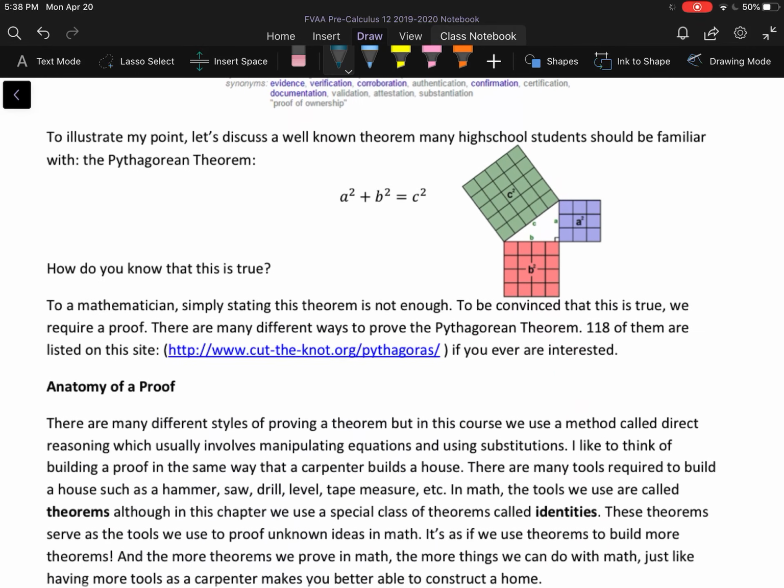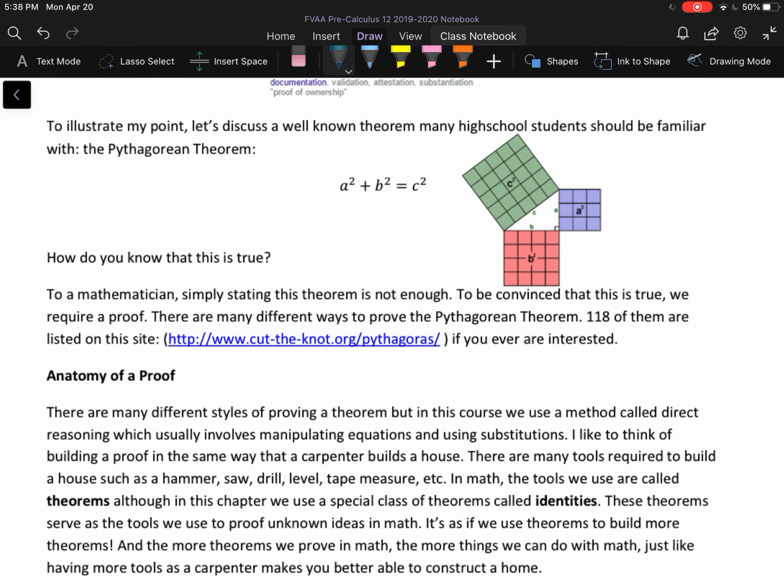To illustrate this point, let's demonstrate a well-known theorem many high school students should be familiar with, the Pythagorean theorem. Of course, we know this to be a squared plus b squared equals c squared, illustrated here on the right side.